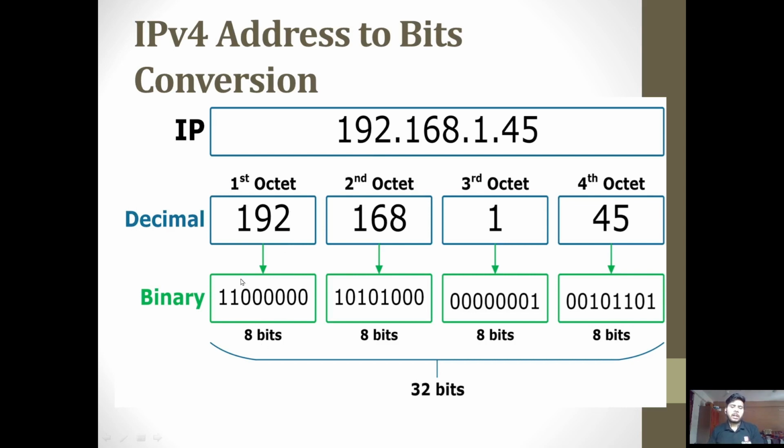So every value here, like 192, is represented as 11000000. This is the binary value for 192, and similarly each octet will be represented in binary form, which will come to a total of 32 bits.